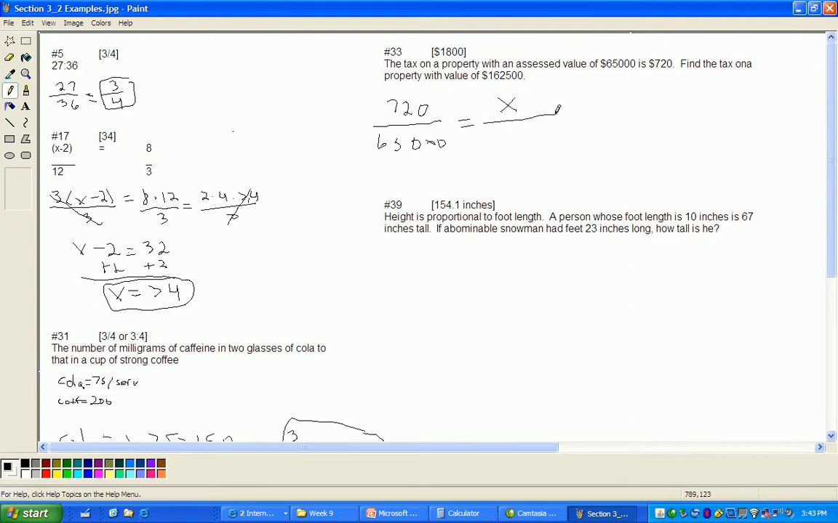So here, the tax amount we pay has to be on top. The amount of the value is on the bottom. We have to make sure we get the corresponding values on top and on bottom, or else they'll be incorrect. Now we just go ahead and multiply both sides by 162,500. That gets rid of it on this side.